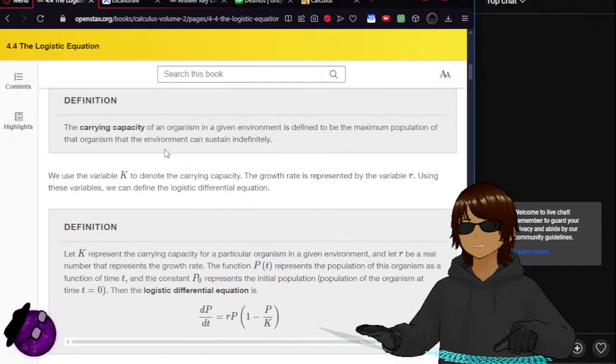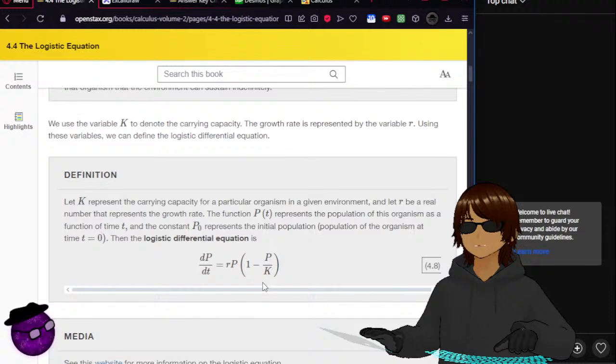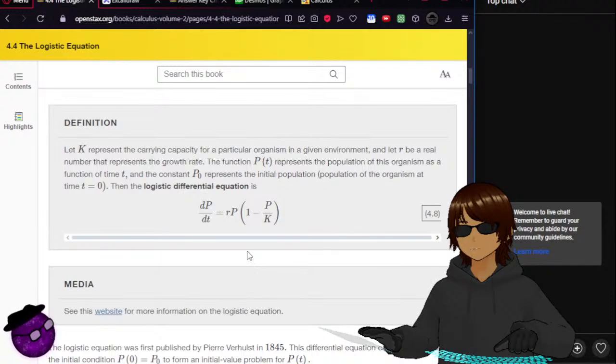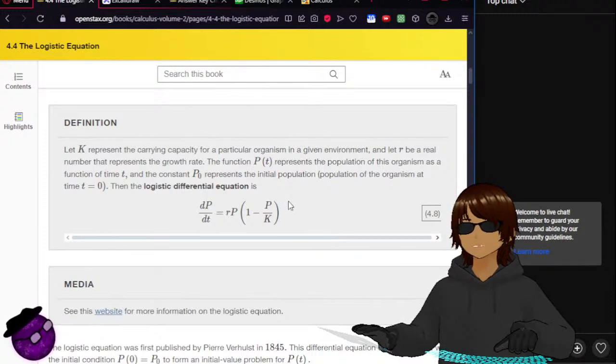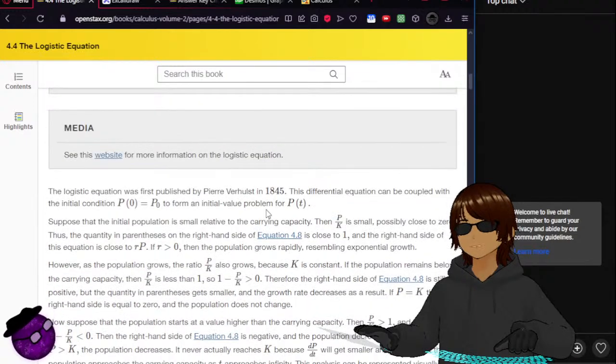K is the carrying capacity. K is the maximum population. So it's like rP, but the derivative will get closer and closer to 0, right?